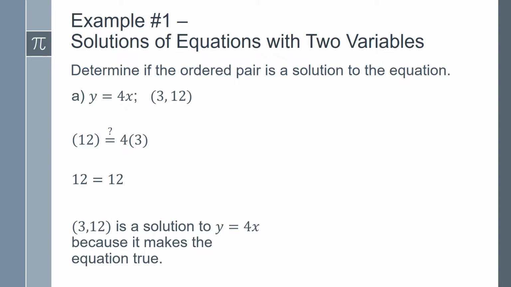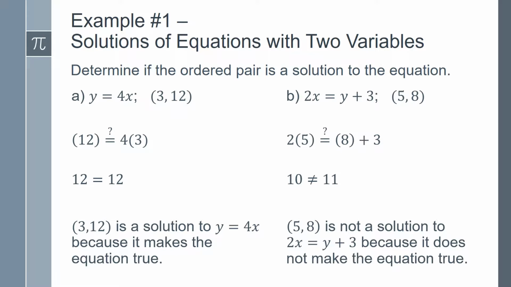Now let's take a look at part B. 2x equals y plus 3, and we'll look at the ordered pair (5, 8). We substitute 5 in for x and 8 in for y. And then we have 10 on the left side and 11 on the right side. 10 does not equal 11, so we know that (5, 8) is not a solution to 2x equals y plus 3 because it does not make the equation true.